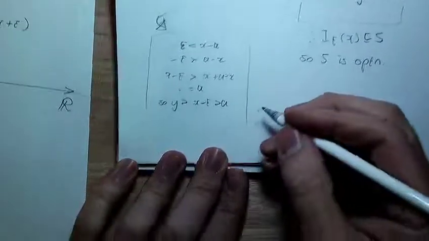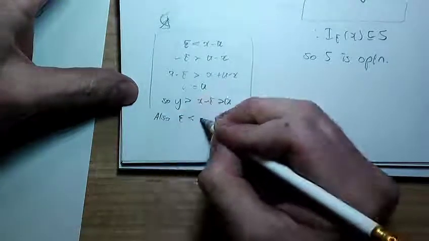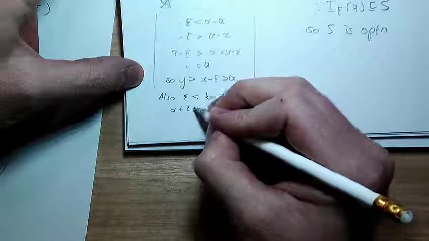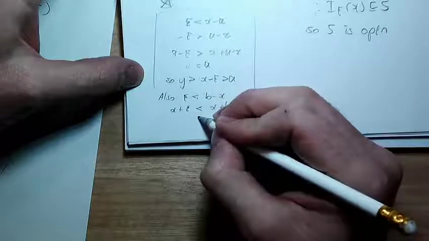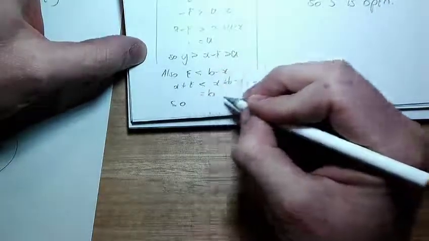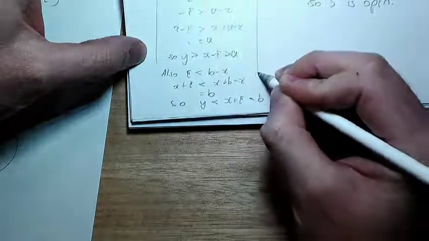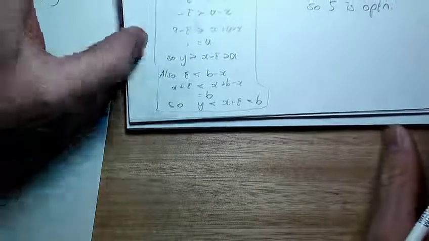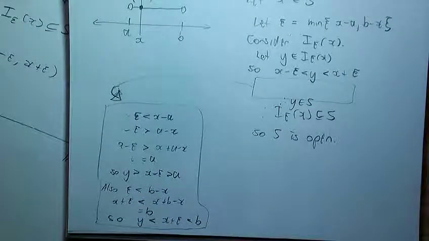And so on a similar note, I suppose we could say that epsilon is less than b minus x, and so x plus epsilon is less than x plus b minus x, which is b. So y is less than x plus epsilon, which is less than b. So therefore y is in S, and the whole interval is therefore inside S because everything in it is, and therefore S is open because the whole interval's in there.